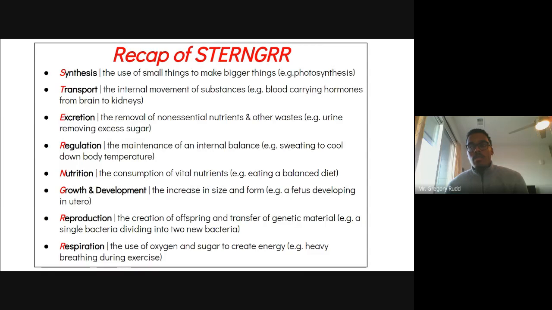And that means that you can use it to try to summarize all those other concepts that we've gone over this year, this semester. If I were you, I would consider taking my notebook and making each letter of STERNGER its own page. Synthesis gets its own page. Transport would get its own page, and so on and so forth. And I would try to relate as many concepts from our unit, from our course, to each of those letters. Essentially, you could touch on everything we've talked about for the last 3.5 months from the template of STERNGER.